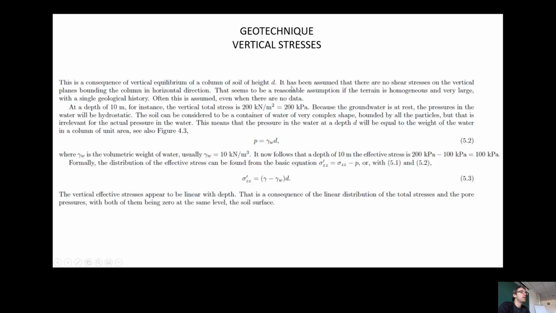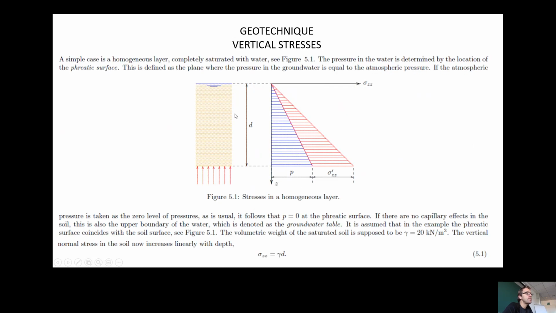Since we are using this Terzaghi consideration, you can see here that gamma W is instead this value, the blue one, and so the effective stress sigma prime zeta zeta is the difference between the total, all of this, and this blue one. So what I mean is that the effective stress is this triangle, the red triangle.